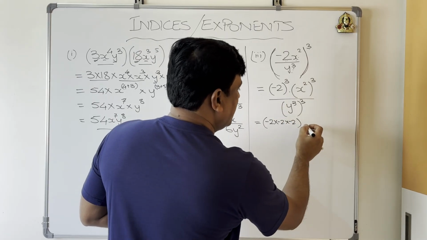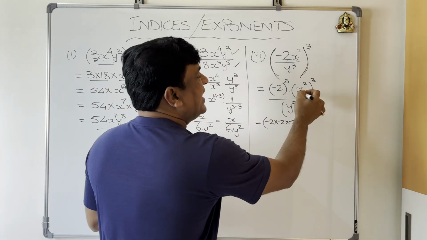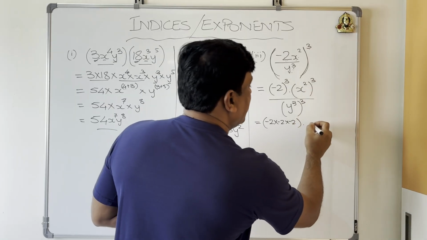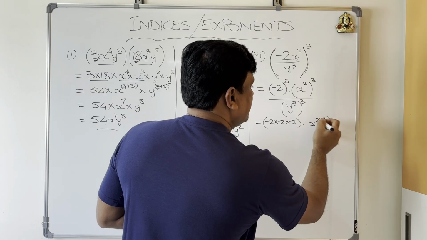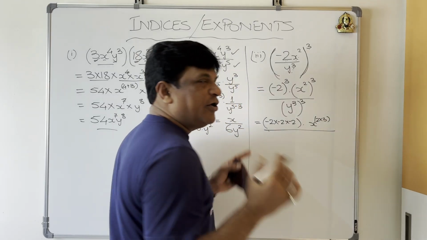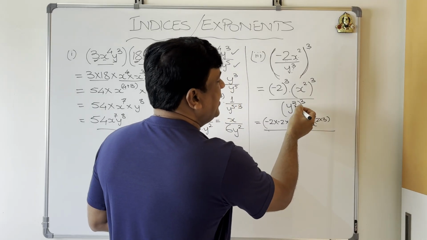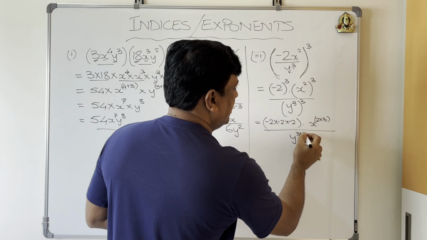3 times dot. What is this one? We learned that formula: anything to the power m, whole to the power n, becomes what? X to the power 2 times 3, right? Do you recall that formula? And similarly, in the denominator, you have a 3 inside and you have a 3 outside. So you multiply both of them there.